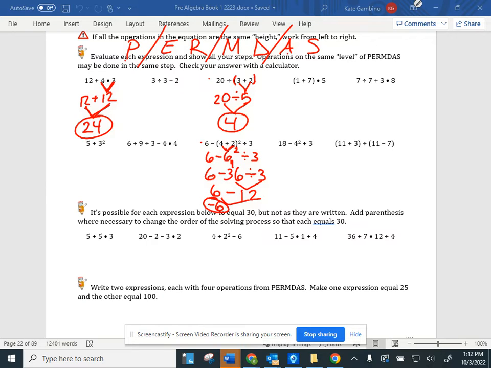I know I took care of every single operation, every single number. Tegan? It's not 6, it's 36. Oh. 36 divided by 3 is 12. Any other questions on that one?